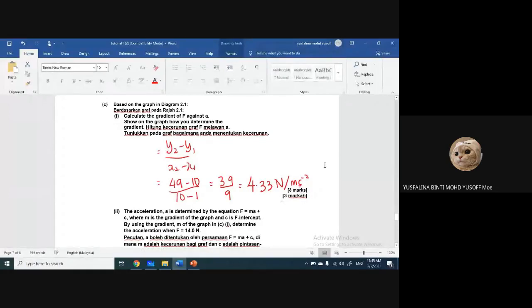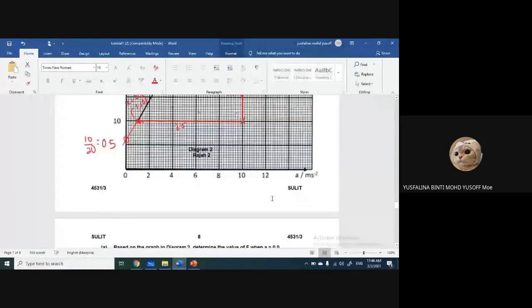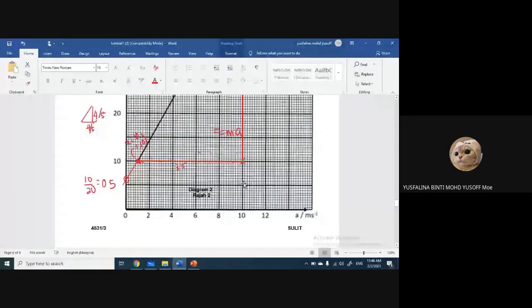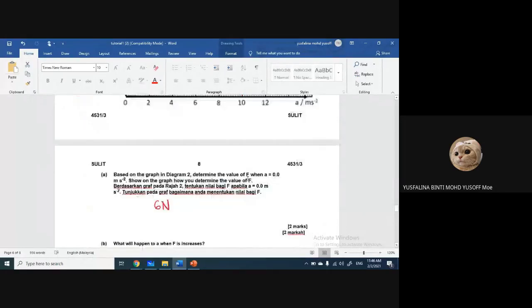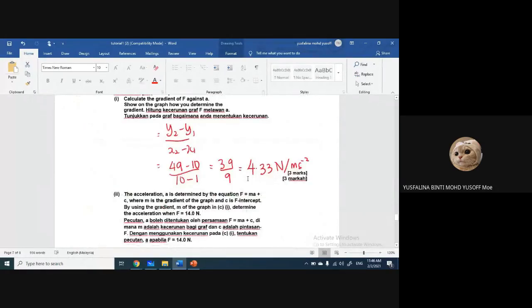Each of you sometimes will take different points from your friends, right? Maybe some of you take from here to here, so you will get a different value of the gradient. It's okay because in the exam they will give a range, from what value until what value can be accepted as an answer. So you don't have to worry about that. Just make sure the triangle is big enough, you read the coordinate correctly, and you calculate it correctly.